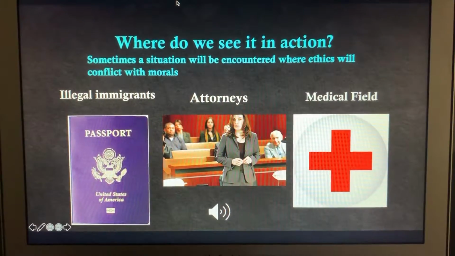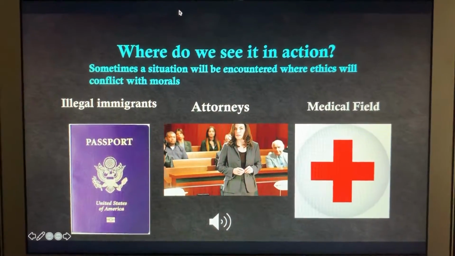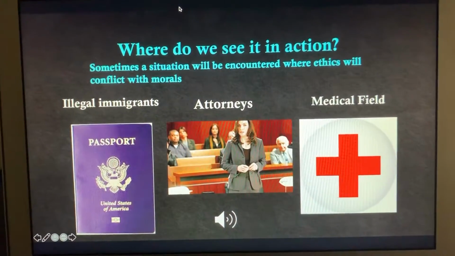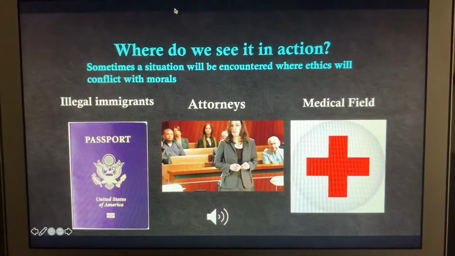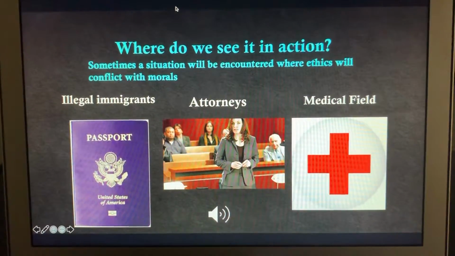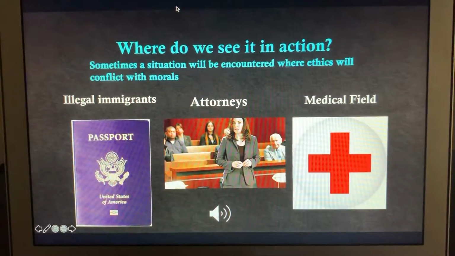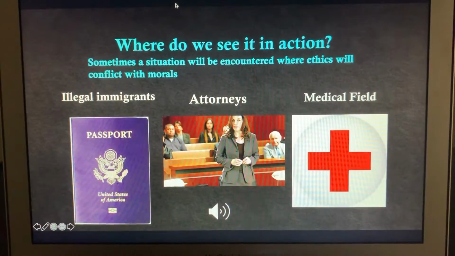The last example is a situation that can arise in the medical field. If a patient is near death, he may plead to be euthanized because the pain is too much to handle. However, it is unethical for a doctor to euthanize a patient at their request, even though the doctor may believe that the person should hold that right.